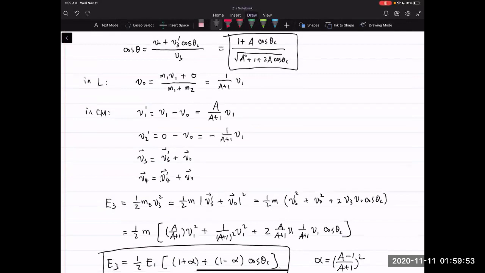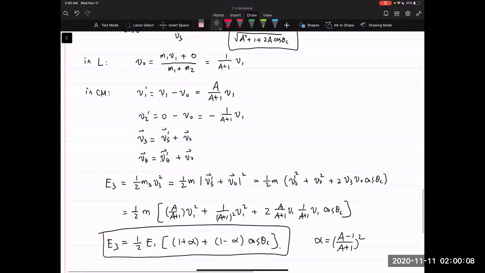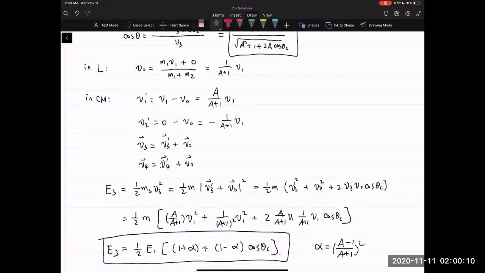Okay, so these are the 2 important pieces of information we want to know. One is the energy distribution of the scattered neutron. The other is the angular distribution of the scattered neutron. That will be the topic of the next lecture. Just remember, we're going to come back and use these 2 sets of equations. Okay, that'll be all for this lecture.